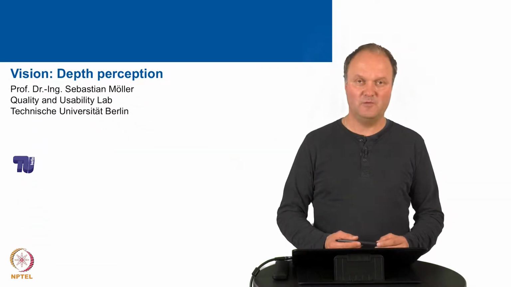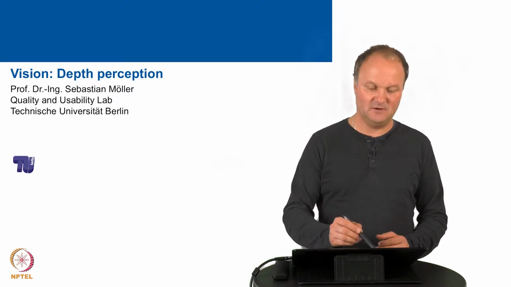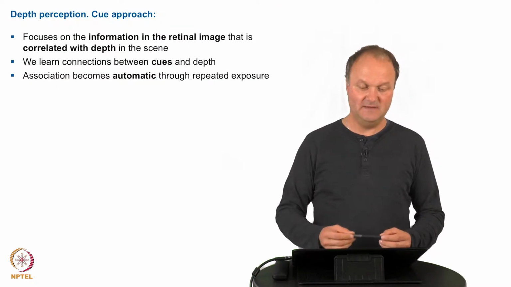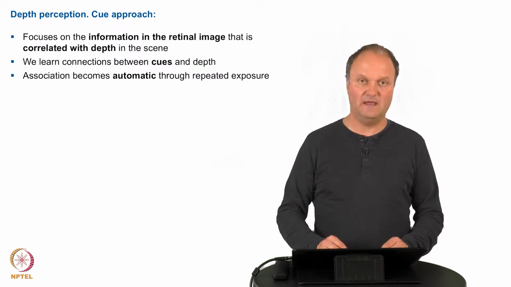In this video, we will explain some principles of perceiving depth, that is, the distance between the observer and an object. Actually, in order to analyze the depth of a scene, we have different so-called cues, that is, sources of information of the retinal image, which are used in order to identify a certain depth of an object in the scene.